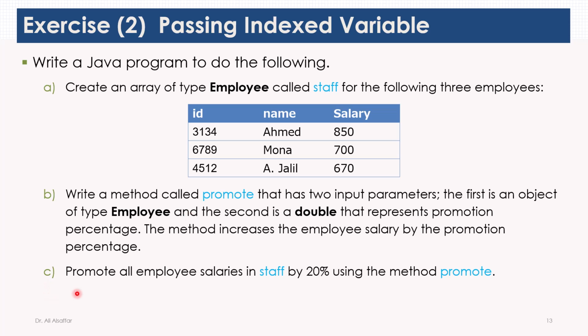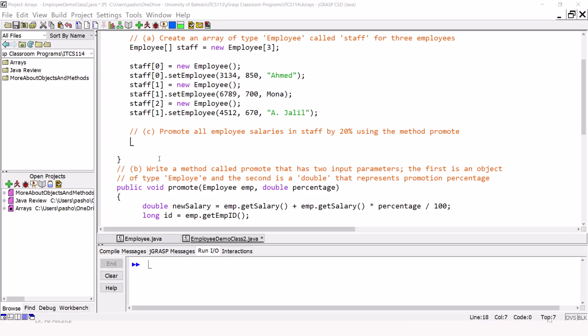In the third part, we want to promote all employee salaries and staff by 20% using the method promote that has been defined in part B. Let's go to JGrasp and implement this part. To promote every employee, we have to iterate over all employees one by one and call the method promote. So let us do that.